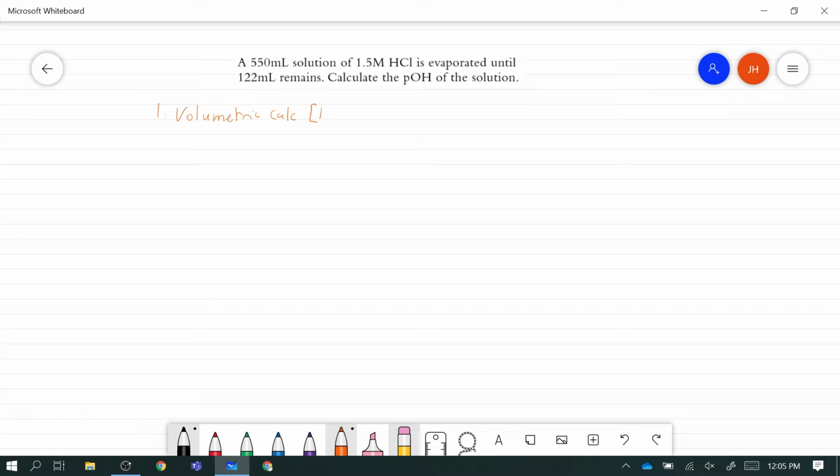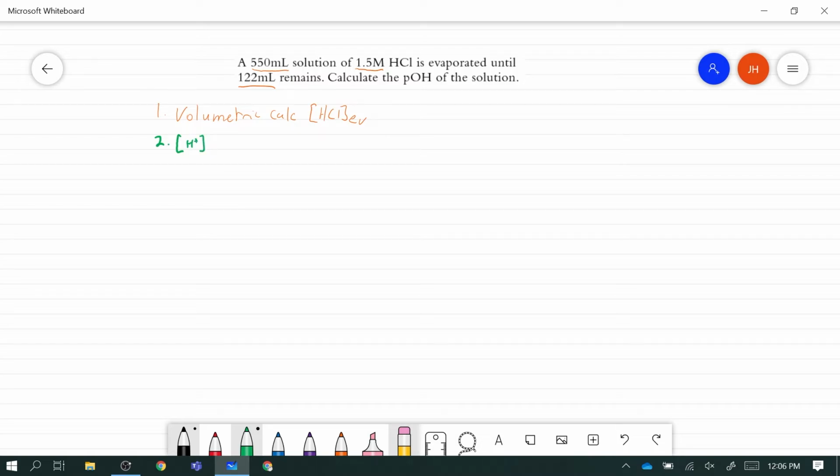And that will yield us the concentration of the hydrochloric acid once it's been evaporated. And so to be able to complete that volumetric calculation, we need to be taking into account the starting volume and concentration, as well as the final volume as well. Using that kind of information, we can do a simple C1V1 style calculation and determine the evaporated concentration of the hydrochloric acid. If we have the concentration of the hydrochloric acid once evaporated, we can use that data to then determine the concentration of our hydrogen ions.